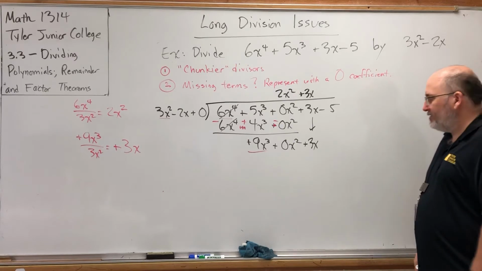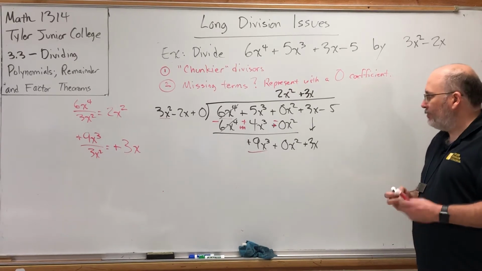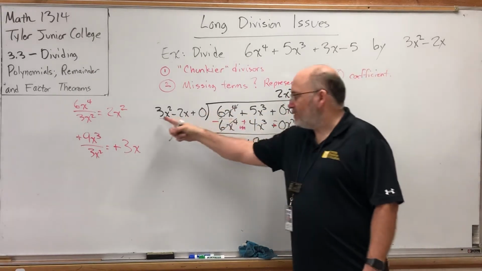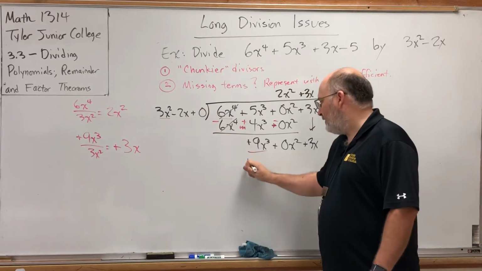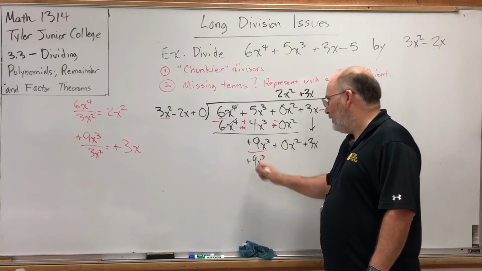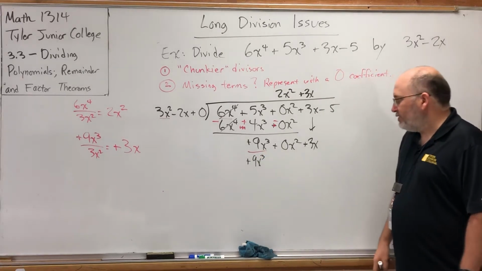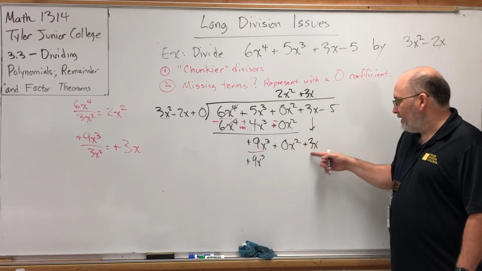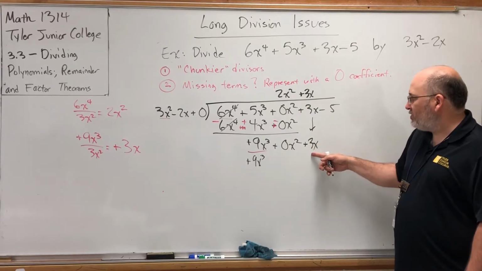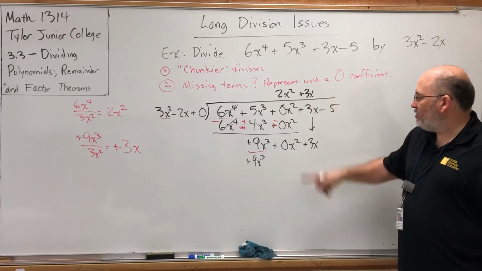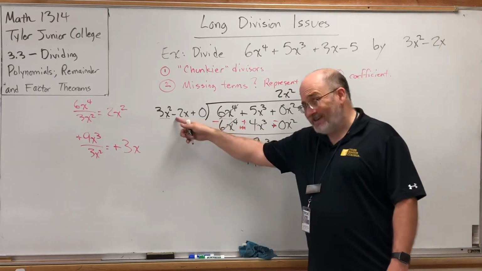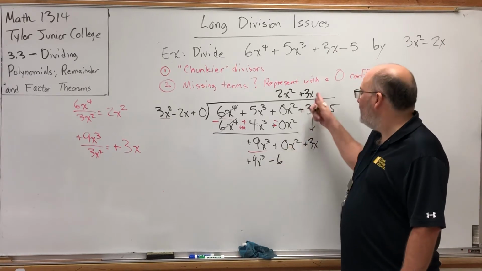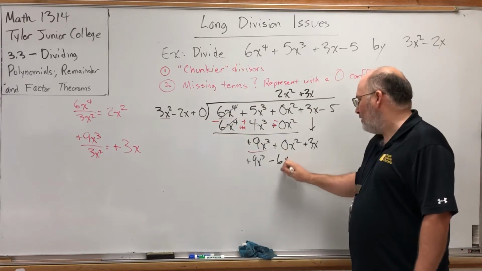Now we'll see why the missing terms being represented are important. Positive 3x times positive 3x squared is positive 9x cubed. Okay. If the missing terms were not represented, this column would not be here, so the next written term would be positive 3x. But the next part of our multiplication is positive 3x times negative 2x. Positive 3 times negative 2 is negative 6. X times x is x squared.